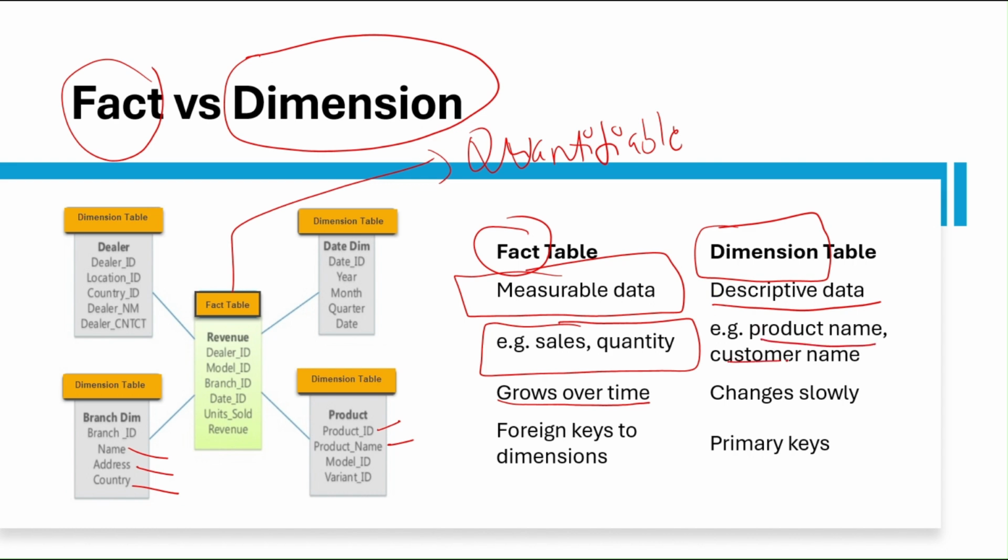For example, product name, customer name changes slowly. For example, the name of the branch doesn't change. It is not going to change for a long time unless there is something internally happening. So these are the things that change slowly, or are under the dimension, and it has all the primary keys. As you can see, product ID is a primary key, branch ID is a primary key. These primary keys are added to the fact table as foreign keys from the dimensions. So this is what this point means.